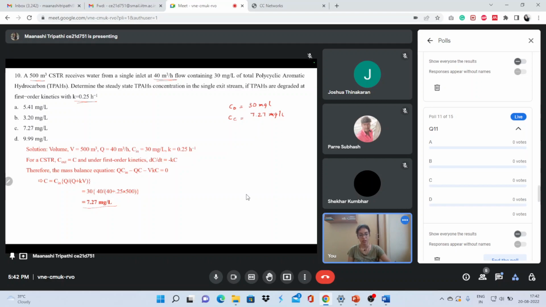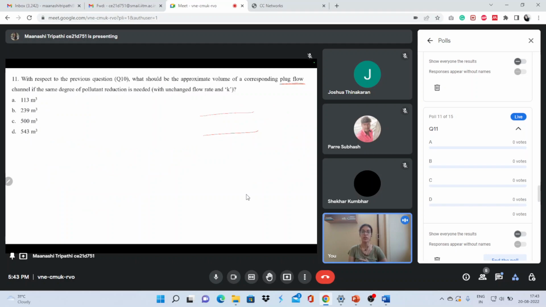So what is the degree of treatment? How much treatment we got? Efficiency? C not. This is not required. This step is not required. I am just showing you how to calculate the efficiency. 30 minus 7.27 divided by 30 into 100. This step is not required. I'm just showing you how much we have cleaned. 75.8% almost. So how much treatment is needed in the next question is 75.8%.